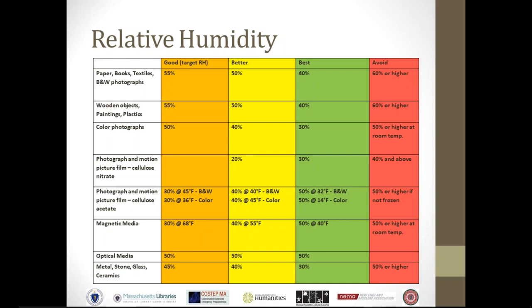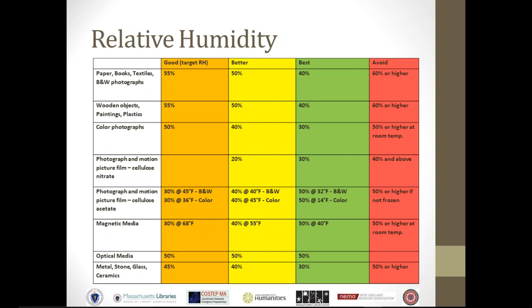You'll also get the loss of flexibility in paper, so as it gets really dry, and here we're talking under 20% relative humidity, if your paper is already brittle, it will lose even more flexibility and become more brittle. So these are just a couple of examples of the things that can happen.